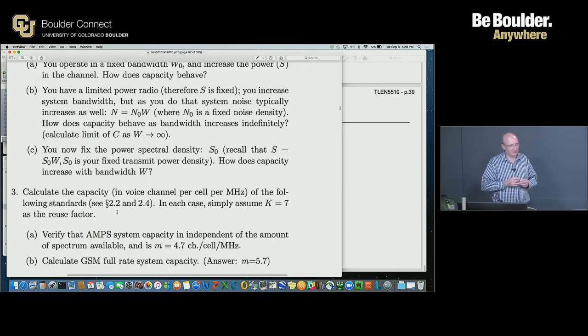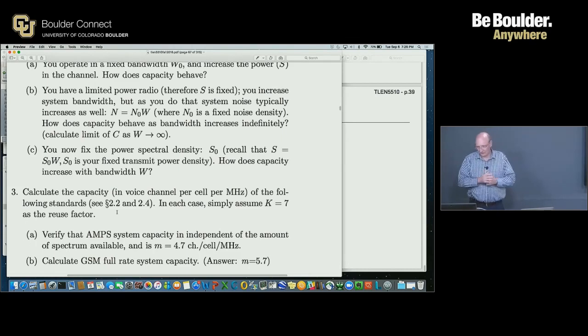What happened in GSM? What's the channel width in GSM? 200 kilohertz. And what's the number of time slots? 8 time slots. 7 is the cell count. Right, it's 8 over 7 over 200 kilohertz. So it's channels per cell per megahertz, right? 8 channels, 7 cells, and 200 kilohertz. Oh, reuse factor, right. There's a reuse factor of 7, but you have 8 time slots in that 200 kilohertz, and if you do that, you should get to 5.7, right?